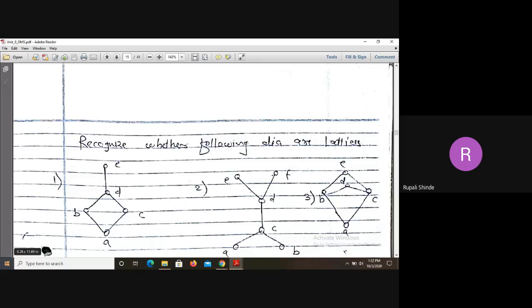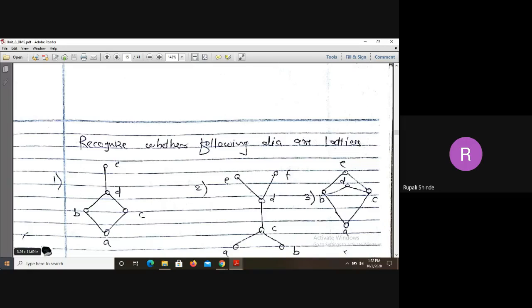So for this diagram, if you consider the pair of elements B and C, what is the greatest lower bound for these two elements? A. And the least upper bound? D. Yes, correct. That's why this is a lattice.